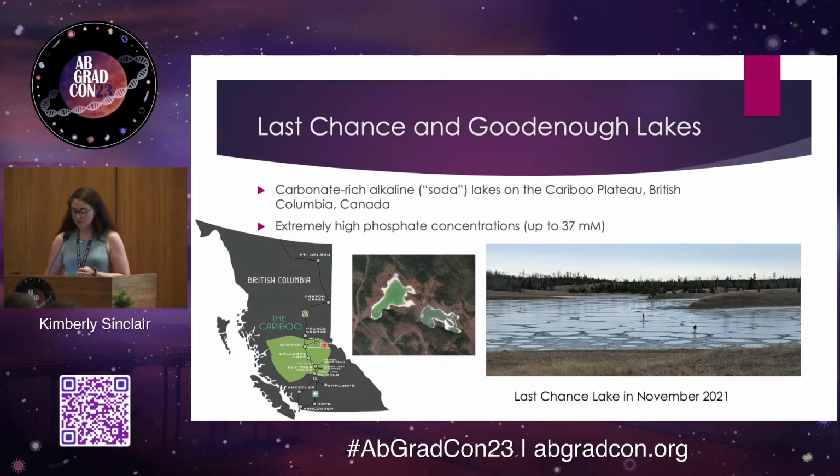If you were to zoom in on Google Maps, you would see the lakes here, Goodenough Lake here, and Last Chance Lake here. They both have very high phosphate concentrations, but particularly Last Chance Lake gets up to 37 millimolar of phosphorus, which is very high in comparison to that micromolar level that we're usually seeing in natural waters. And this is an image of Last Chance Lake taken in November 2021, which is what it looks like from the ground level. So you're seeing it form into these sort of brine pools.